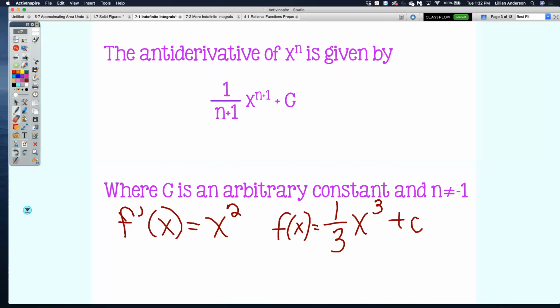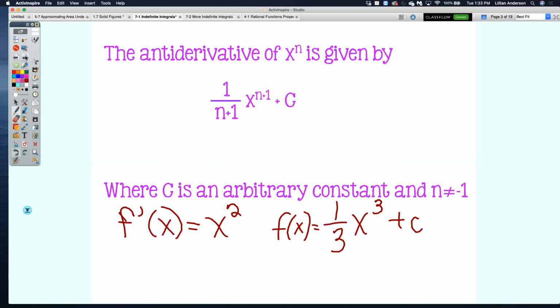The antiderivative of x to the n of any power type function is given by the formula 1 over n plus 1 times x to the n plus 1 plus c, where c is an arbitrary constant and n does not equal -1. If n did equal -1, we would not have any variable and it would be undefined for the leading coefficient, which we can't have. C is an arbitrary constant that can become a specific constant depending on other information, but in general for the indefinite integral, you're going to use plus c.